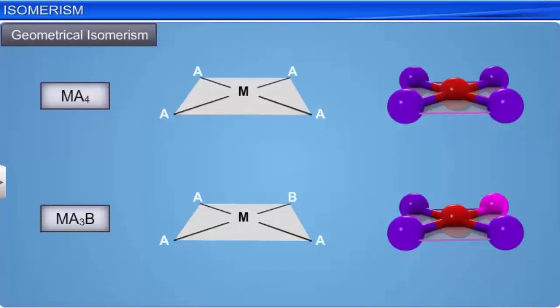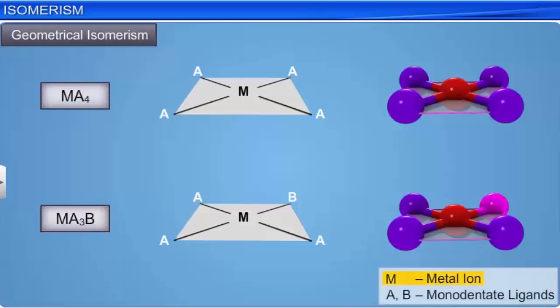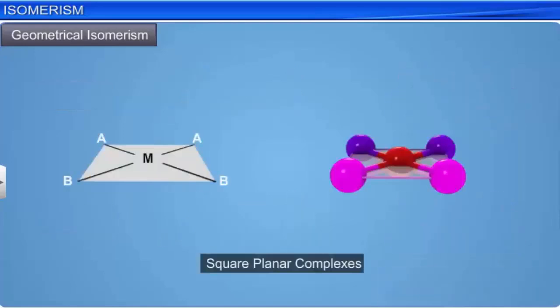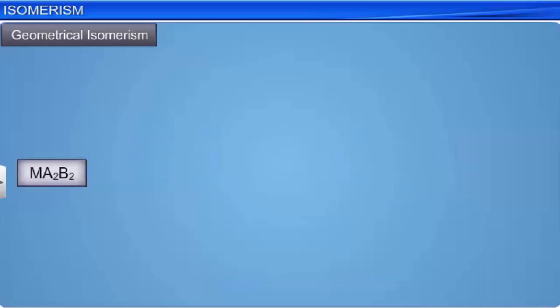In square planar complexes, compounds with the general formula Ma4 and Ma3b do not show geometrical isomerism. Here, M is a metal ion, while a and b are monodentate ligands. The square planar complexes shown here usually show cis-trans isomerism. The first complex is of the type Ma2b2.